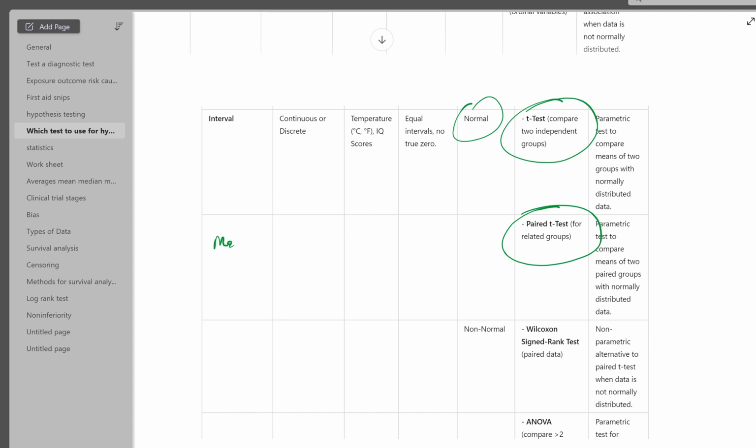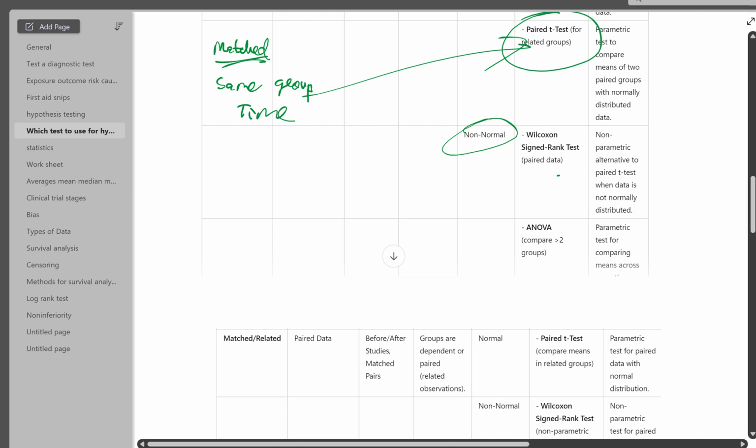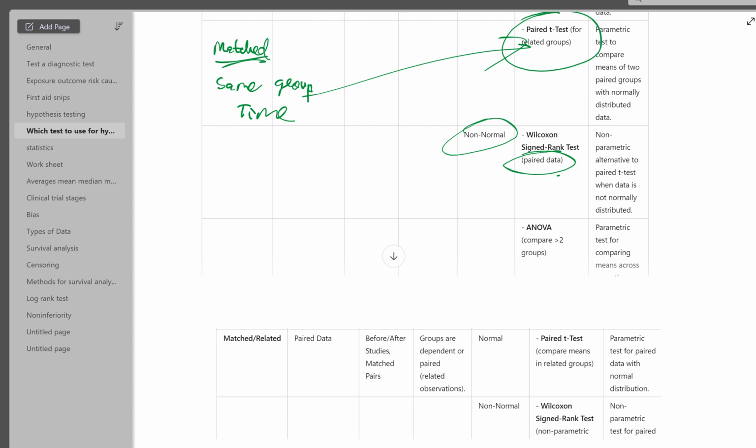Any matched group is a related group, or the same group, but in different intervals of time. That's what a related group is. And if the data is not normal and we have paired data, then we could use the Wilcoxon rank test.